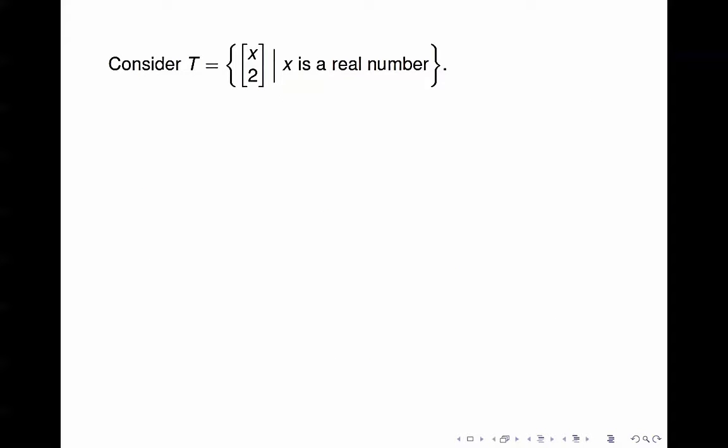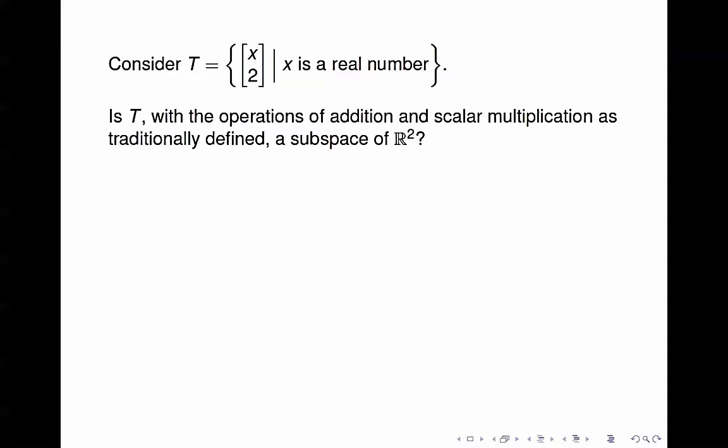Here's another set, T. T is a subset of R2, and it consists of all vectors where the first entry is any real number and the second entry is a 2. So I want to know, is T a subspace of R2?